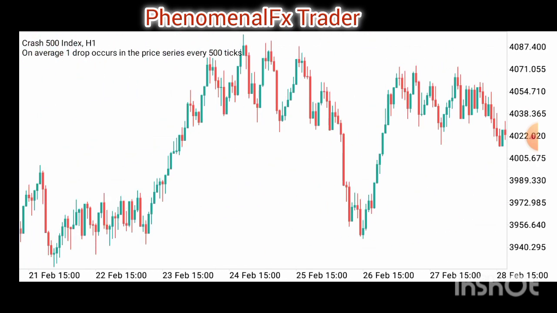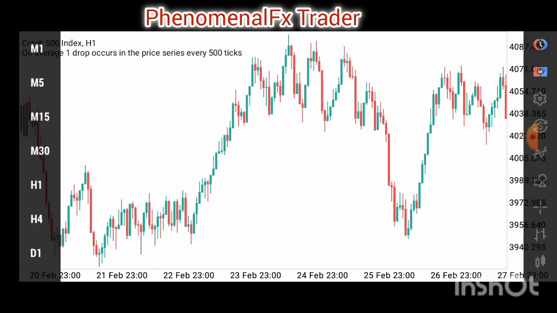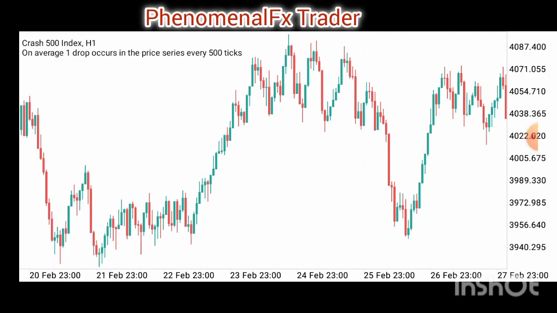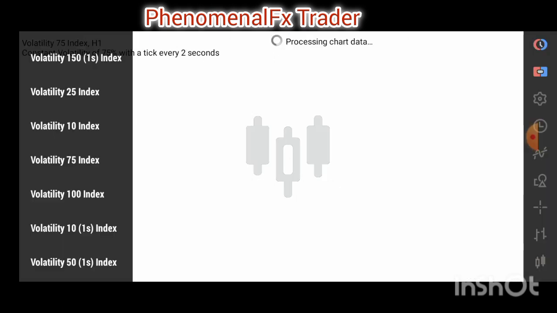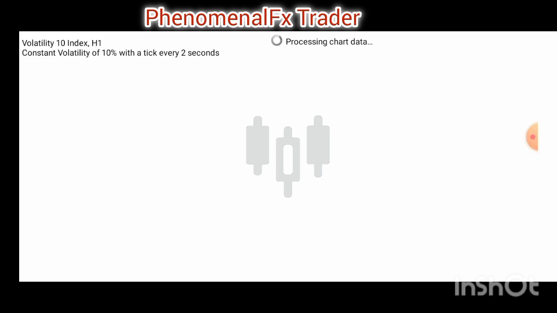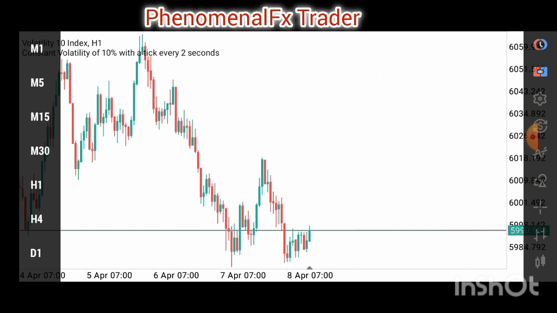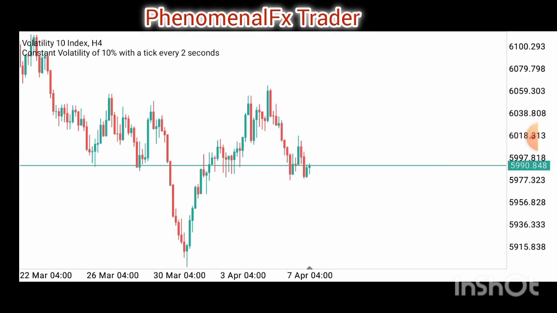So the first pair we'll be touching is the Volatility 10 index. Let me quickly find it. Volatility 10 index, sorry, this is 75. Okay, then if we go to the 4 hourly time frame, let's go to the 4 hourly time frame. So I will show you a trade I took that gave me massive profit last week.